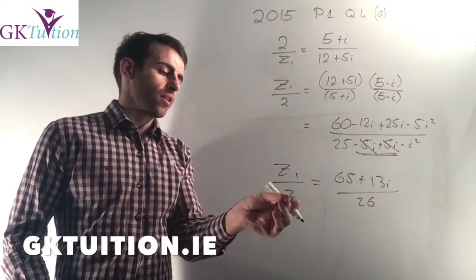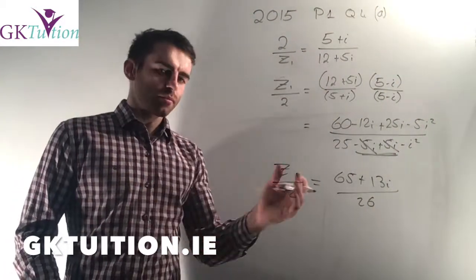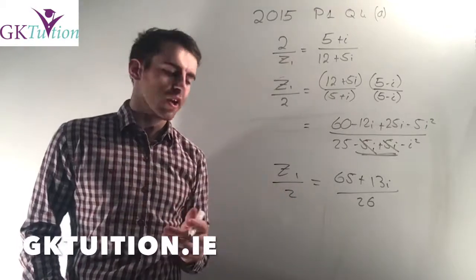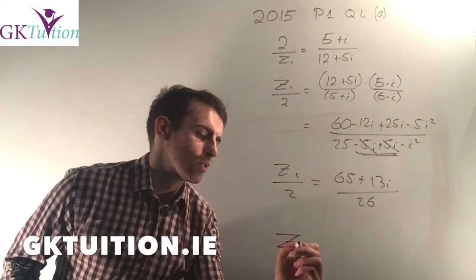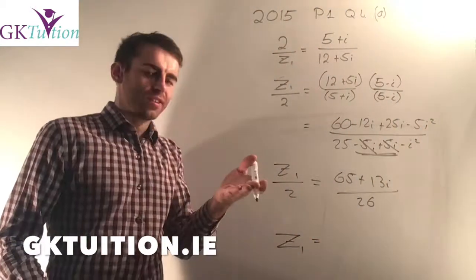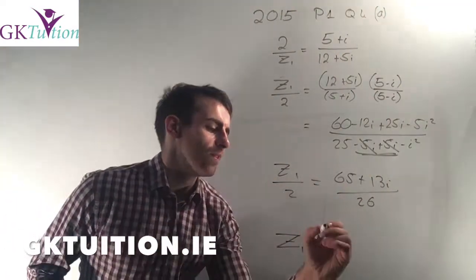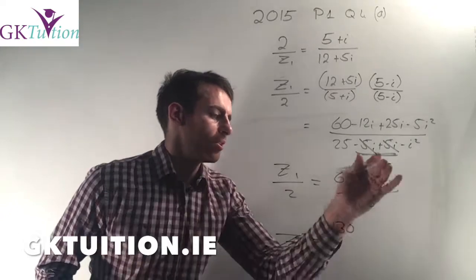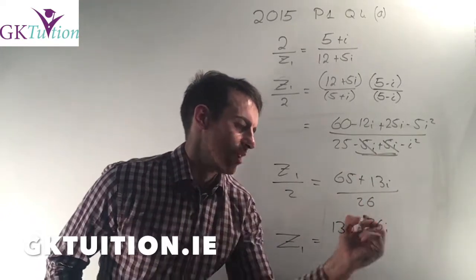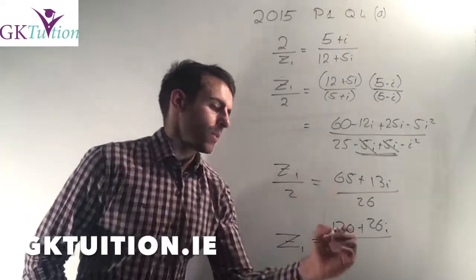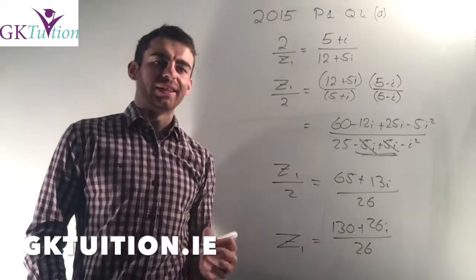I just want to get rid of the 2 on the left-hand side. So what I want to do is multiply both sides by 2. If I multiply both sides by 2, on the left-hand side, I'm just left with Z1. And on the right-hand side, 65 by 2 is 130, 13 by 2 is 26, so I get 26i. And I'm dividing both of those by 26.